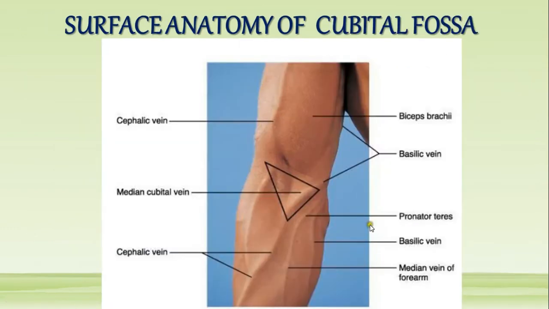Now we will see the surface anatomy of the cuboidal fossa. Now you can see when the arm is extended, when the elbow joint is extended, a triangular depressed area can be observed, and in this triangular depressed area very clearly a vein can be seen which is called the median cuboidal vein. This median cuboidal vein is actually connecting the basilic vein with the cephalic vein.